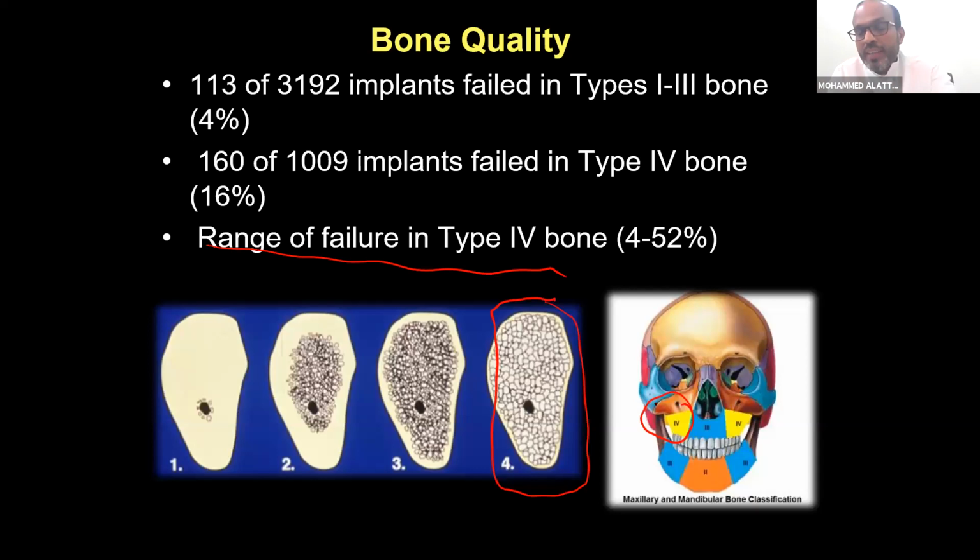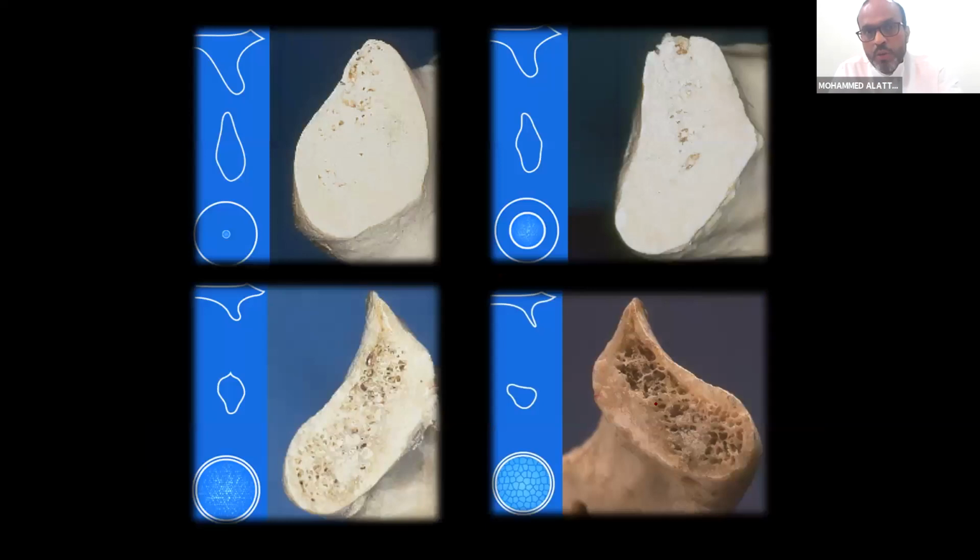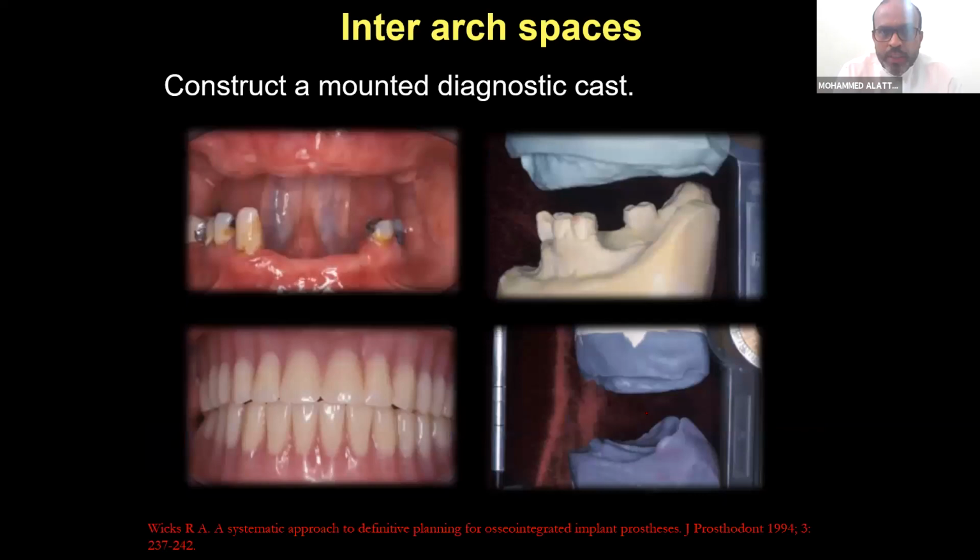You can see there is a huge difference between type 1 and also types 2, 3, and 4. The third point is interarch space. The interarch space is a golden point that you should think about, because when we do our clinical examinations, it will not give you the real relation.